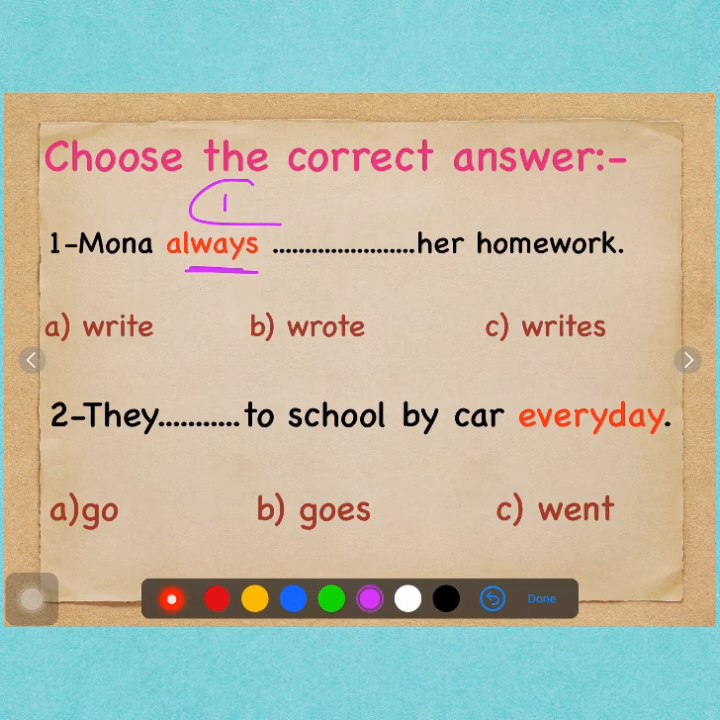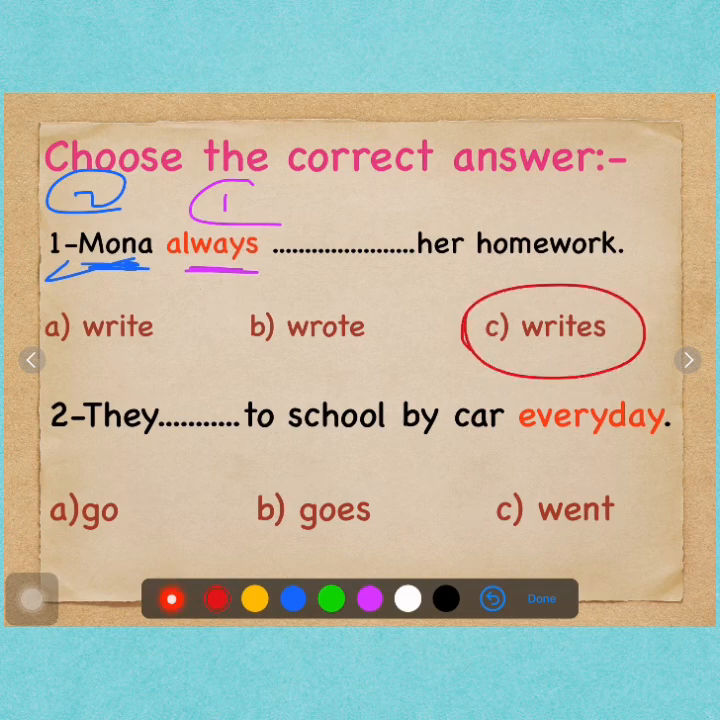Now, girls, in the present, do I care about the beginning of the sentence? Of course I do. So this is number 2, because if I'm talking about me or more than one, I'm going to put the verb like it is. But if I'm talking about only one, someone else, she or he or it, I'm going to put the verb with s or es. So girls, here I'm talking about Muna, only one. What are you going to choose? Can you read the options with me? Write, wrote, writes. Of course I'm going to choose writes. Excellent, girls. Muna always writes her homework.